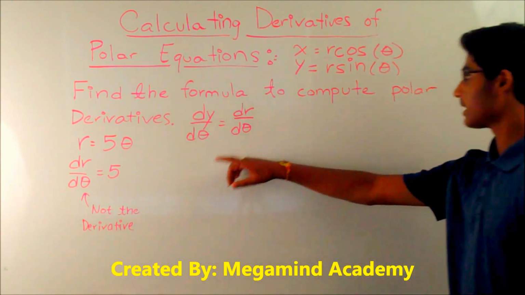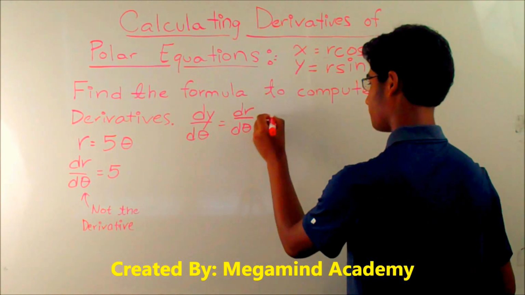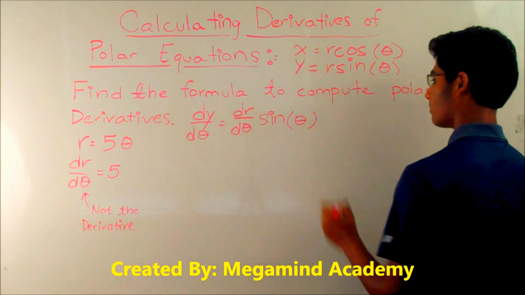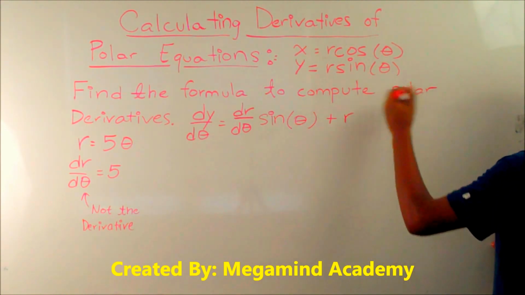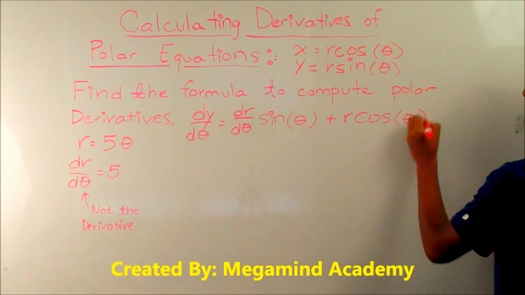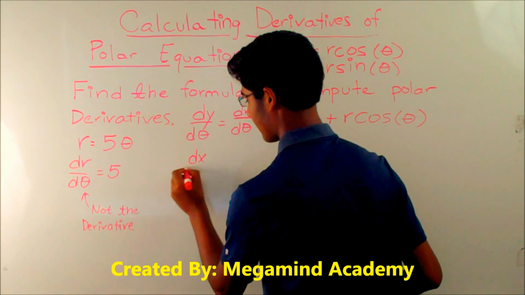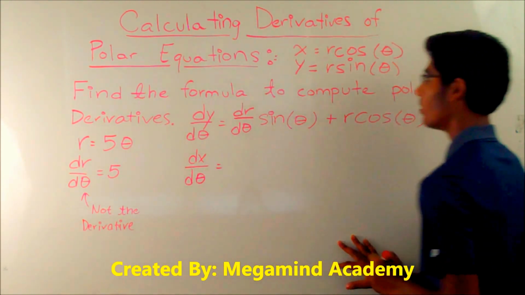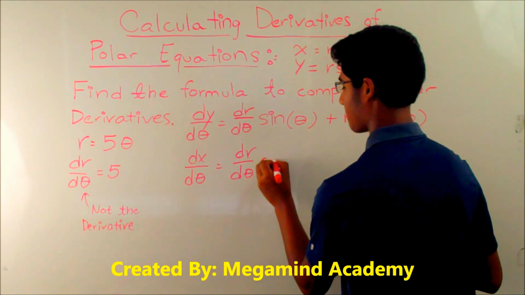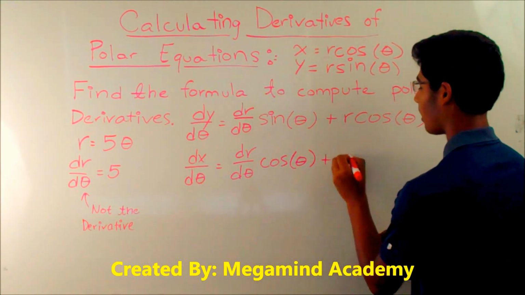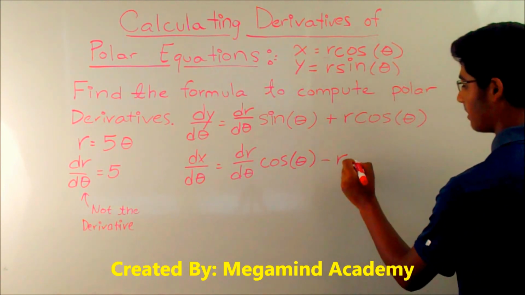So dy d theta is equal to the derivative of r, which is just in terms of theta, dr d theta, times sine of theta, plus r times the derivative of sine of theta, which is cosine theta. So that's what dy d theta is. Now let's figure out what dx d theta is. dx d theta would be dr d theta times cosine theta plus r times the derivative of cosine theta, which is negative sine theta. So we can just change this sign to a minus sign, minus r sine theta.